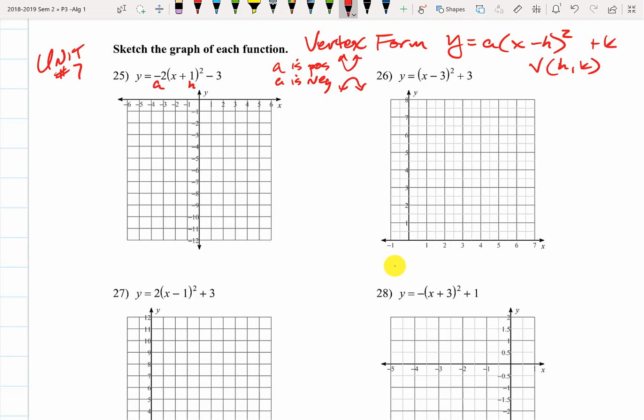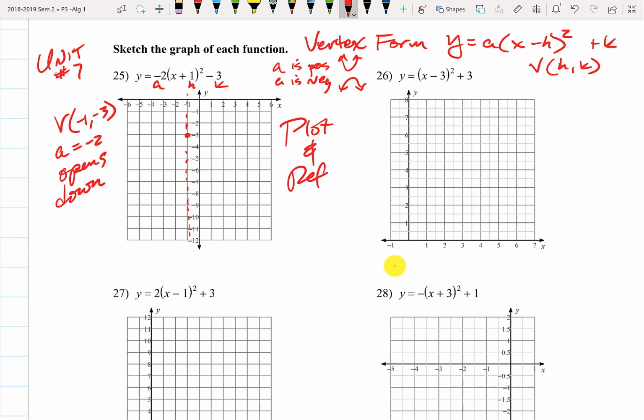So here's a, and there's h and k. So the vertex is negative 1, negative 3. A is negative 2, so it opens down. That's the first thing I know, okay? So you plot negative 1, negative 3, and then you draw the line of symmetry like you were trained to do, all right? Every single time it helps you plot and reflect. Plot and reflect. Use the skills that you should have learned.